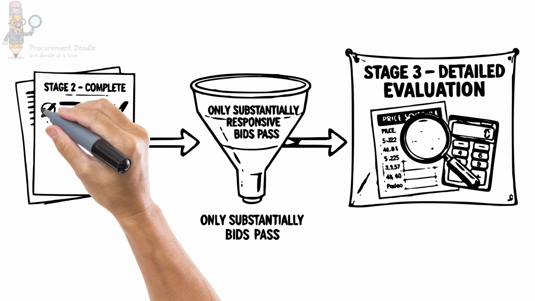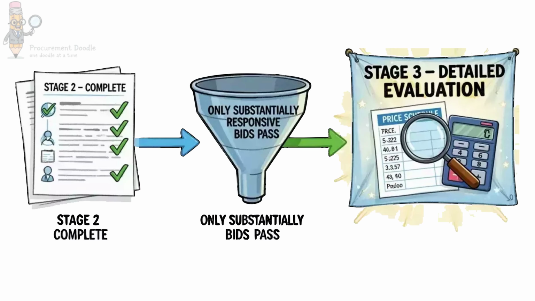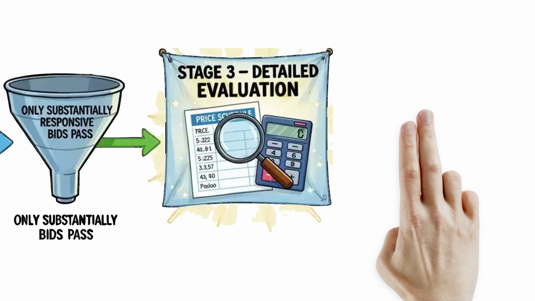With that, we conclude our thorough discussion of Stage 2. Now we move to Stage 3, the detailed bid evaluation. At this point, the Bid Evaluation Committee has identified the substantially responsive bids. Only those qualified bids, having passed eligibility and responsiveness checks, will now proceed to the detailed cost comparison and ranking.